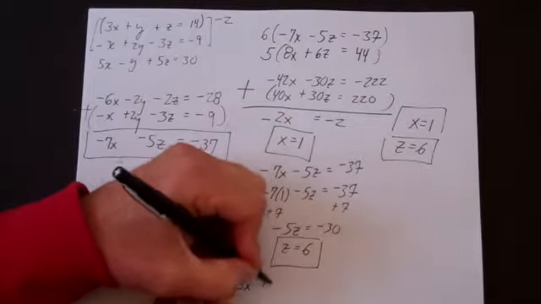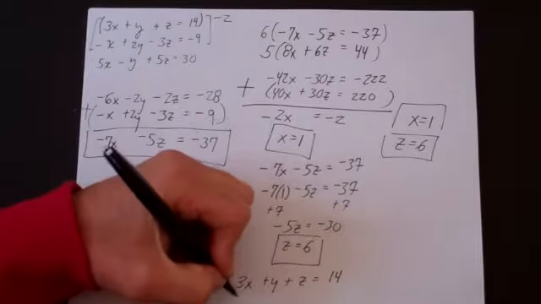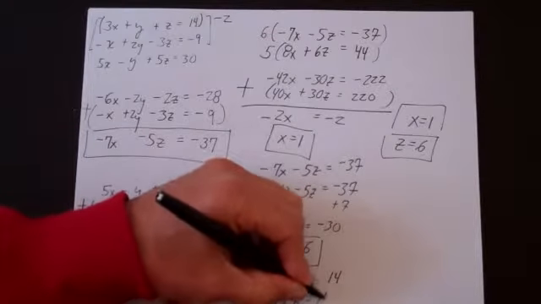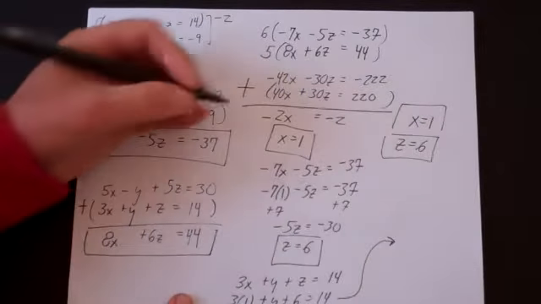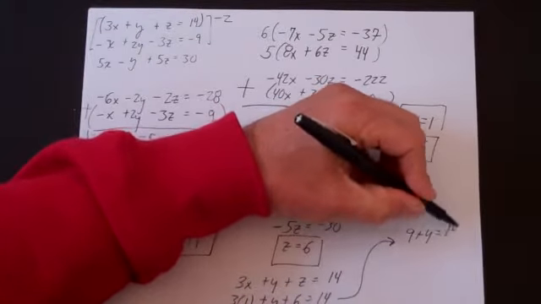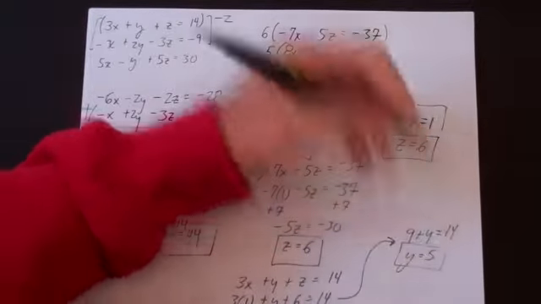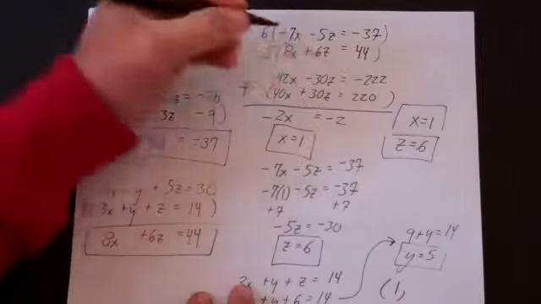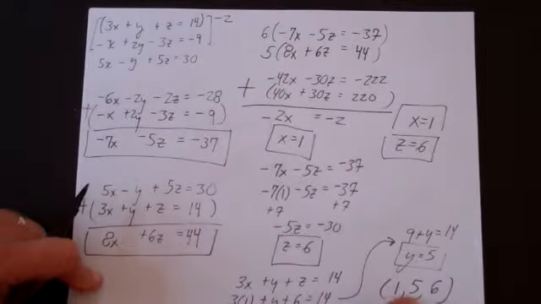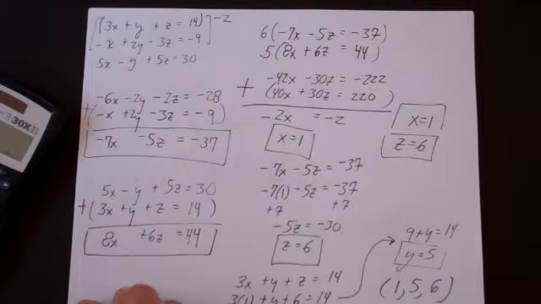So I'm at 3x plus y plus z is equal to 14. I know that x is 1, so that's 3 times 1 plus y plus 6 is equal to 14. Give myself a little bit more space. That's 3 plus 6, that's 9 plus y is 14. Or y is equal to 14 minus 9, y is equal to 5. And there's my answer. My answer is x is equal to 1, y is equal to 5, and z is equal to 6. And the way you write that is always x, y, and z. And that's how you solve the system of linear equations with three equations and three unknowns.